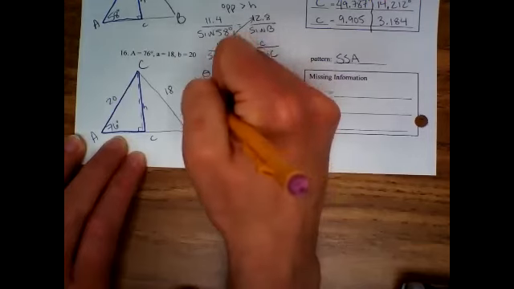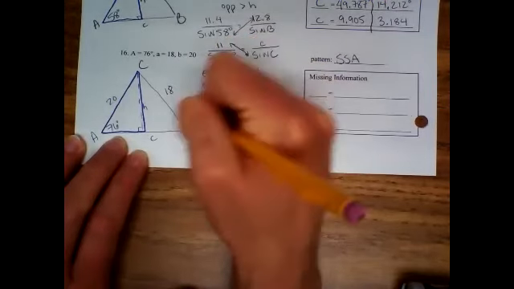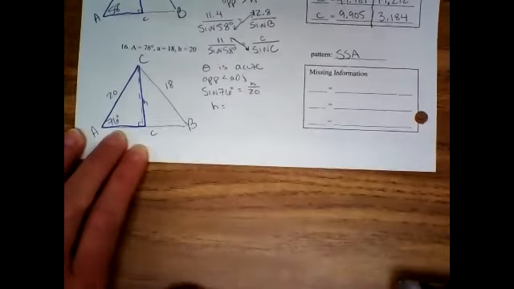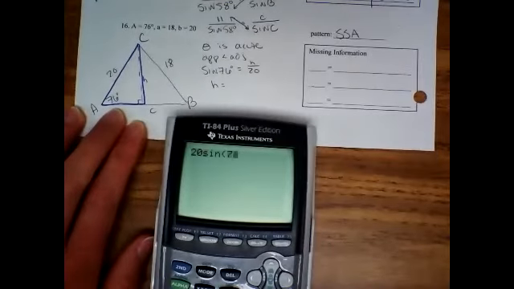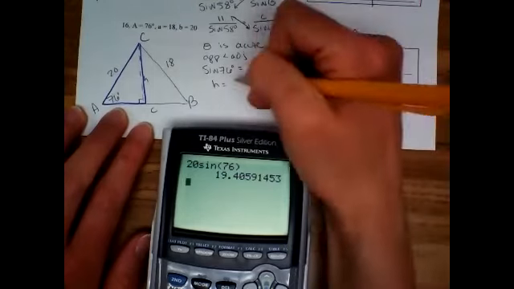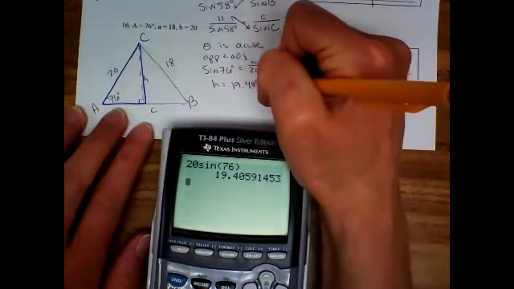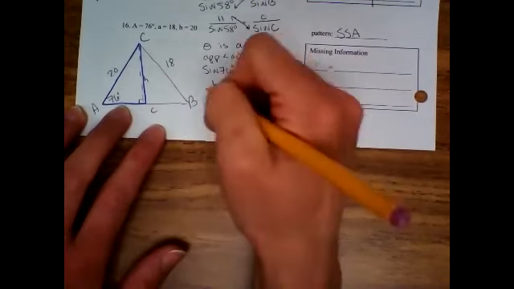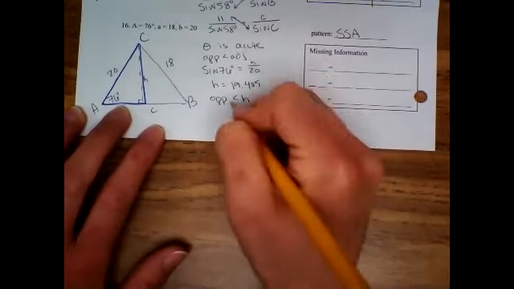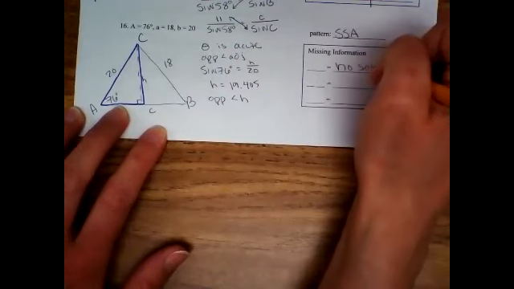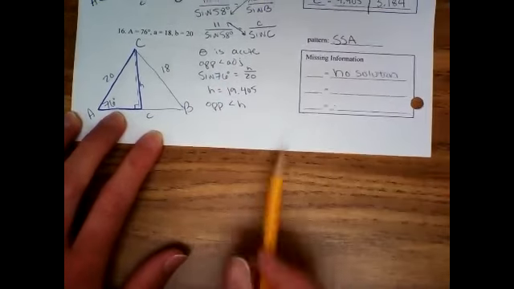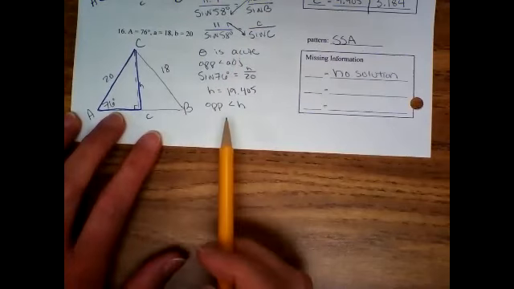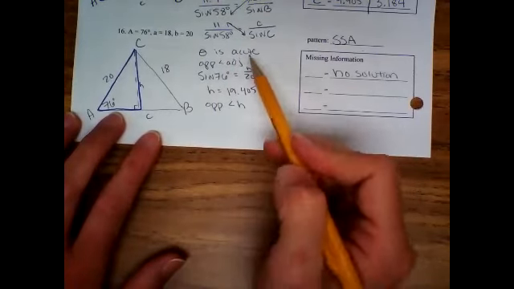So it's going to be sine of 76 equals h over 20. Multiply the 20 over. So 20 sine of 76. Our height is 19.405. And our opposite side 18 is smaller than that. So if the opposite side is not big enough, it's no solution. But that's still worth a lot of points on the test because you have to do all of that analysis. So writing all of this down is important.